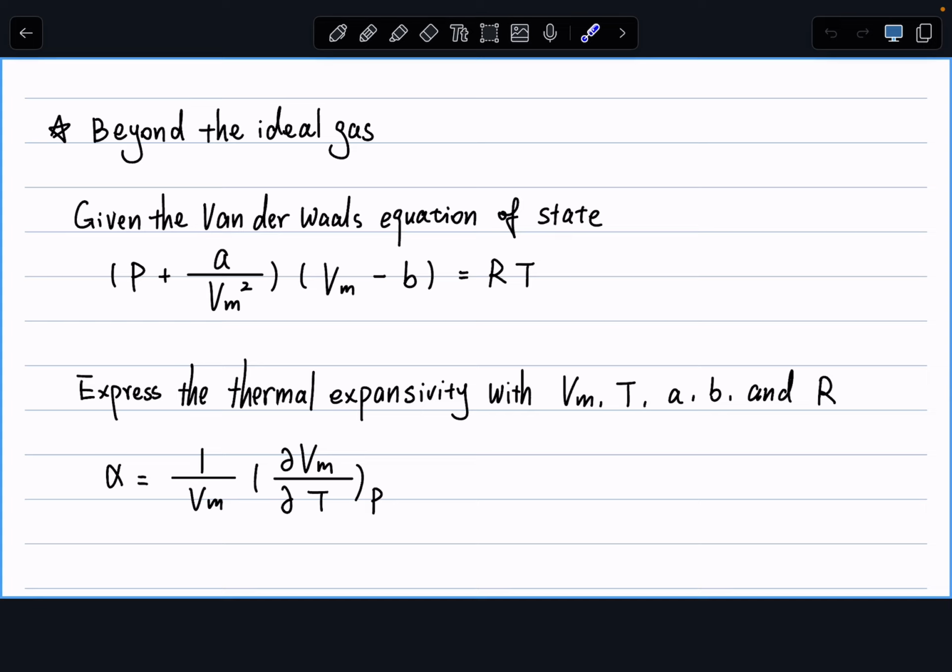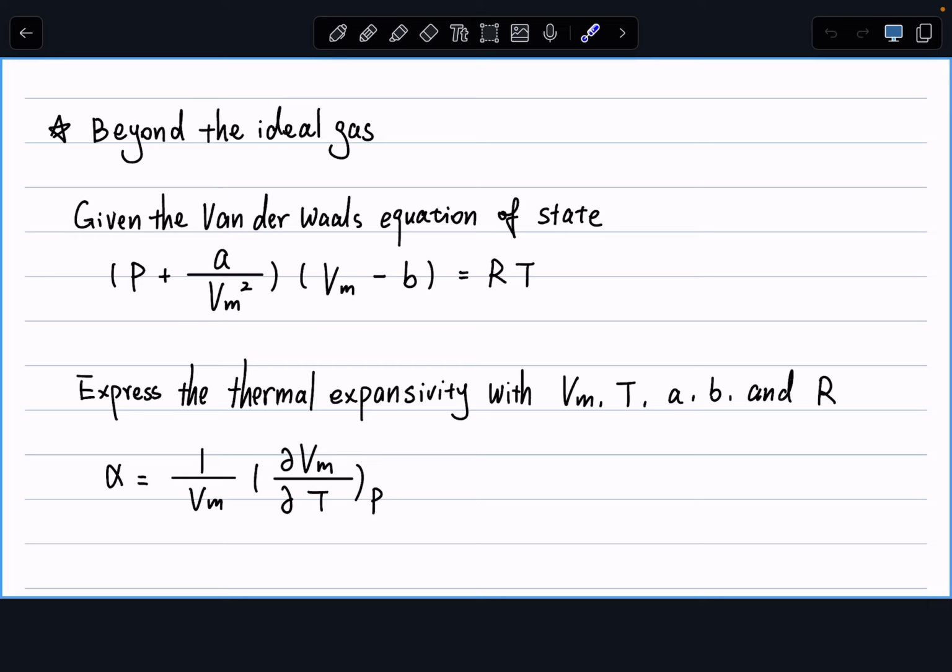That is, given the Van der Waals equation of state for real gases, which is shown here, can you express the thermal expansivity, which is alpha? Can you solve for alpha for Van der Waals gases? That's as complicated as our math will become. So that means we'll do the derivation together. And if you're comfortable following every step I'm doing, you're probably good to go on the math end.